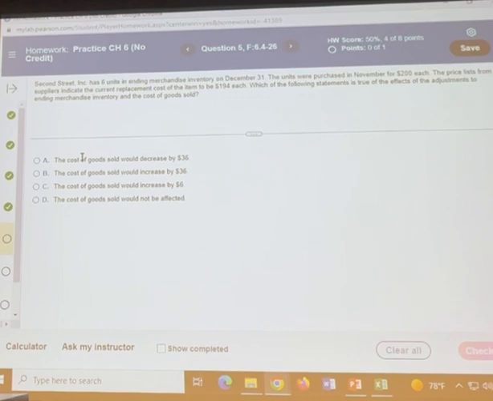Second Street Inc. has 6 units in ending merchandise inventory on December 31st. The units were purchased in November for $200 each. The price lists from suppliers indicate the current replacement cost of the item to be $194 each. Which of the following statements is true of the effects of the adjustments to ending inventory and the cost of goods sold?